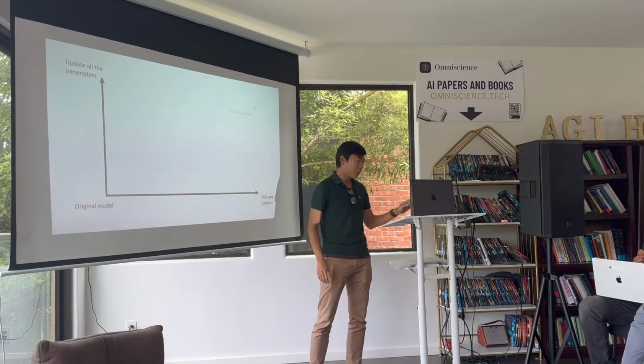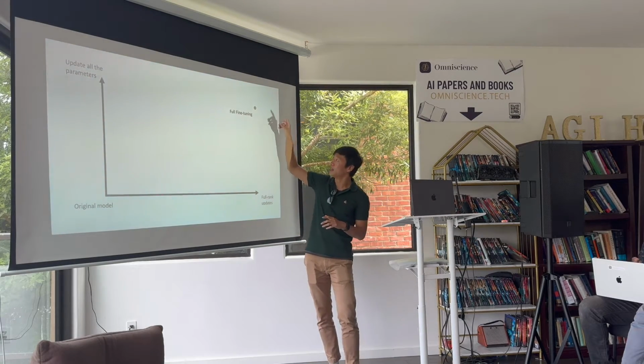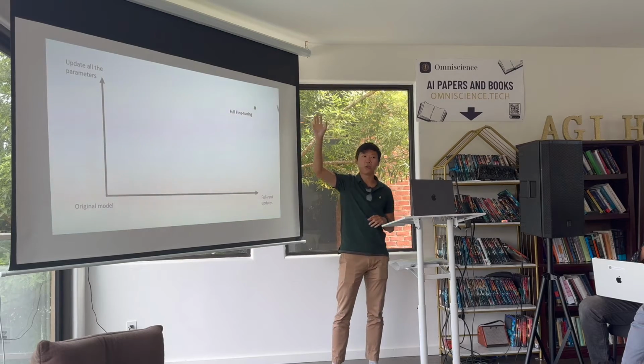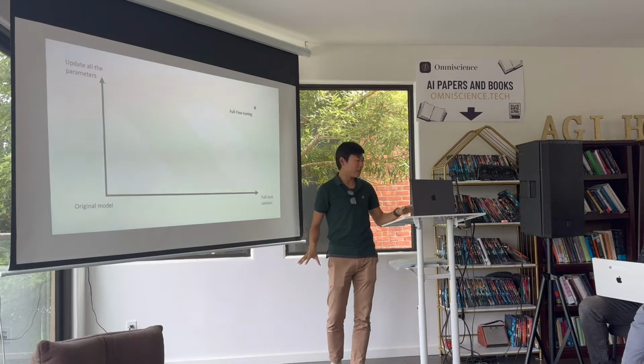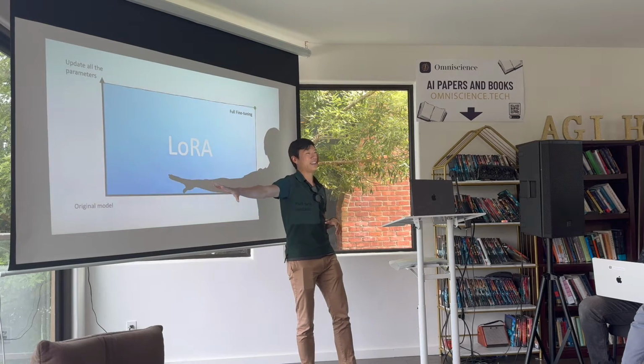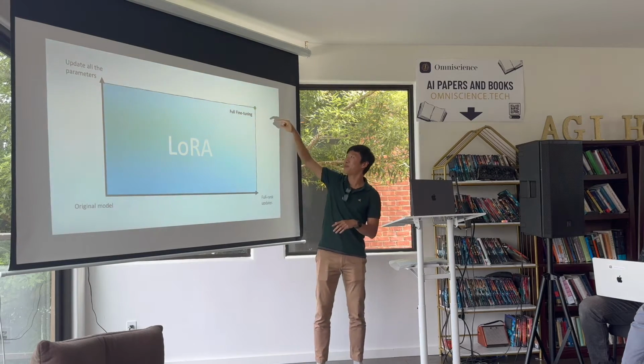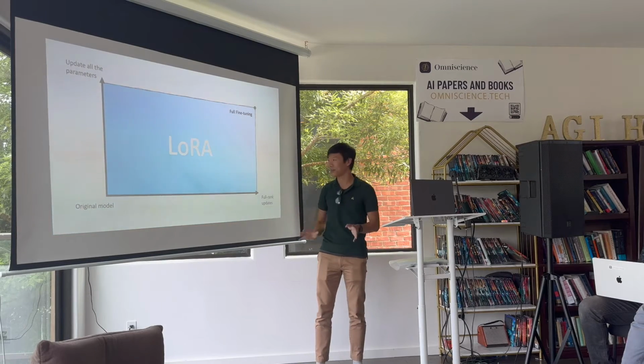And then on the y-axis, you have the first question, which is, do we update all the parameters or just a subset? And full fine-tuning is all the way in the corner. You update all the parameters with the entire matrix, so it's full rank. So LoRA is actually this entire 2D plane. You can have points outside of the plane, but it doesn't make much sense empirically.